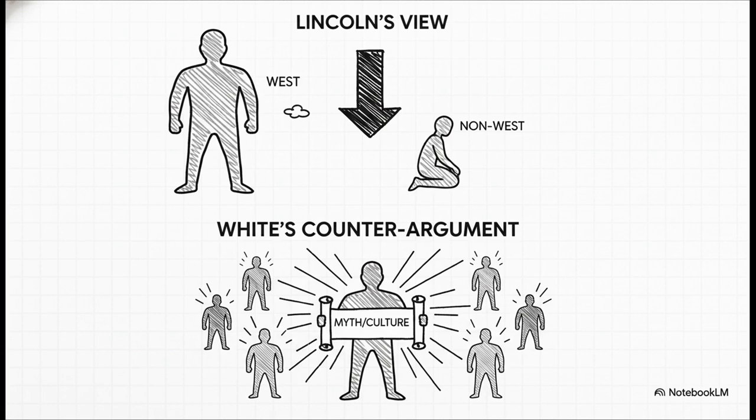Let's zoom in on that second point for a minute, the one about misreading power. White's argument is that Lincoln's view tends to paint history as this simple story of Western aggressors and non-Western victims. But White pushes back, saying, hang on, it's way more complicated than that. He gives the example of Indian elites who were using their own ancient myths as tools for dominance for centuries before the British even showed up. It was an active grab for their own power, not just some passive reaction to colonialism.